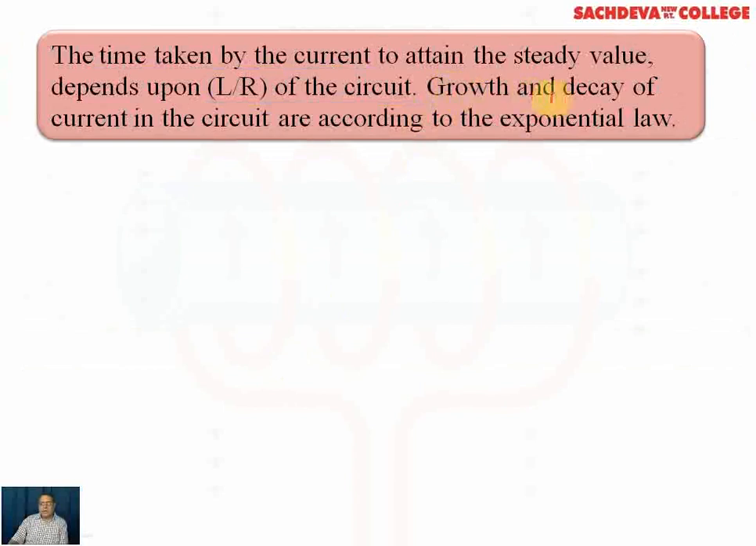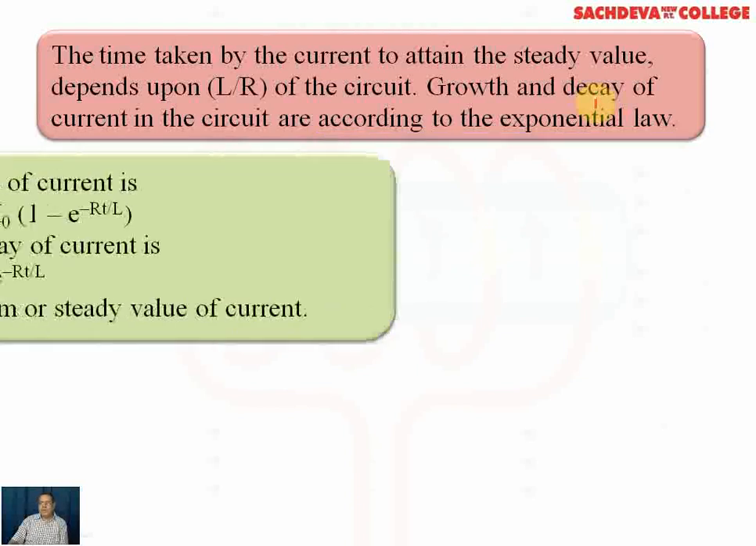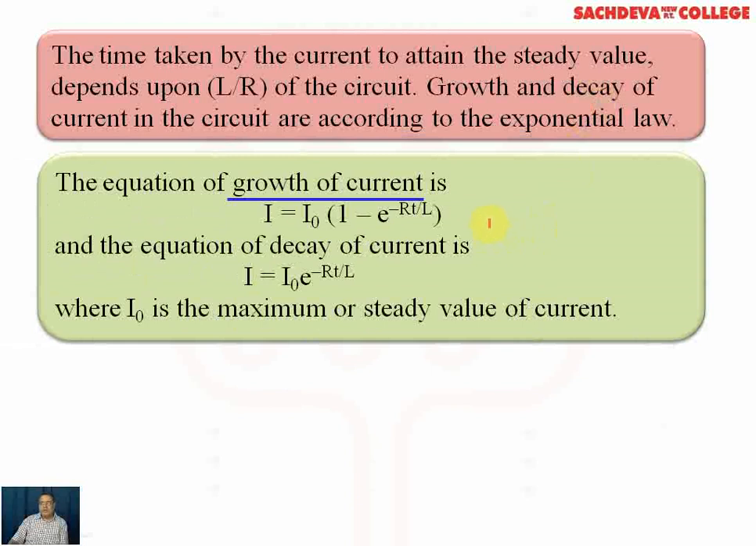Growth and decay of current in the circuit are according to the exponential law, where we have to consider the log of e. So, the equation of the growth of current is taken as I = I naught into (1 minus e to the power minus RT divided by L). R is resistance, L is inductance, T is the transient time. I naught is the peak value of the current where I is the instantaneous value of current or RMS value of current. We can also say I as effective value of current.